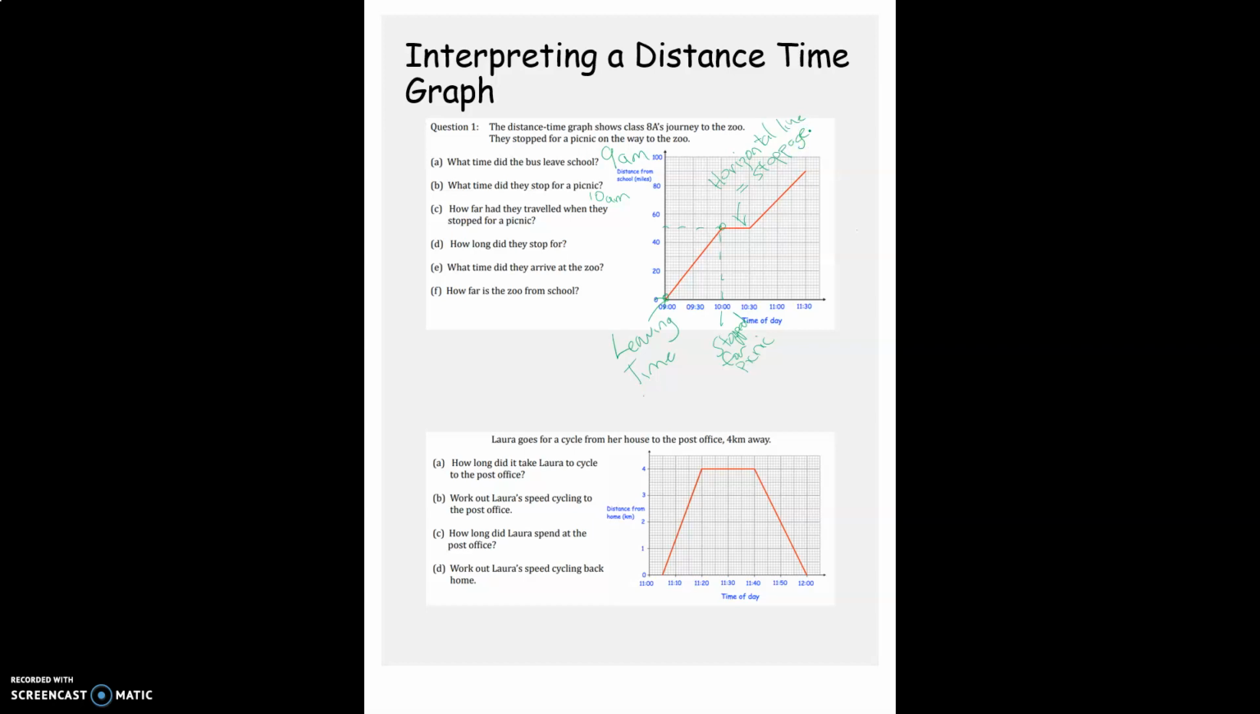How far had they travelled when they stopped for the picnic? So here we go out to the y-axis. We notice that we're going up in 20-mile lots, so that means each bigger box is 10, so 10, 20, 30, 40, 50 miles. How long did they stop for? We need to look at the duration of the horizontal portion of our graph. You can see that it goes from 10 to 10:30, so that is a 30-minute stop.